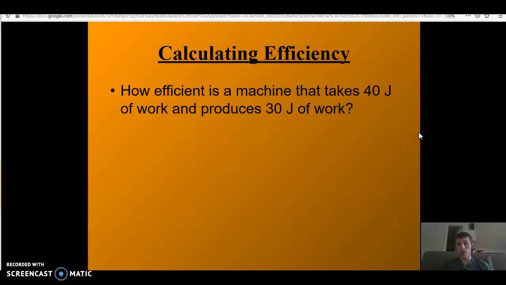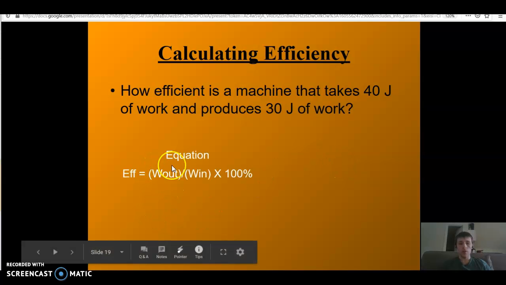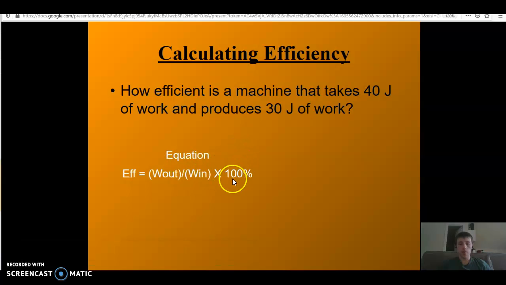So how efficient is a machine that takes 40 joules of work and produces 30 joules of work output? Well, a joule is the amount of work done by doing or providing 1 Newton worth of force over the distance of 1 meter. We have 40 of them going in, only 30 coming out. So what's the efficiency? Well, this is the formula. We take the work out divided by the work in and multiply by 100% to get the percentage. Remember, efficiency is a percentage, so that should be the symbol I see behind it. I should not see joules, I shouldn't see newtons, I shouldn't see meters.